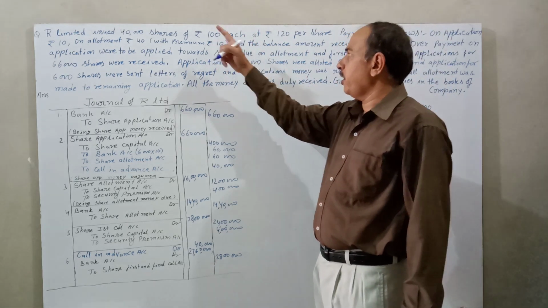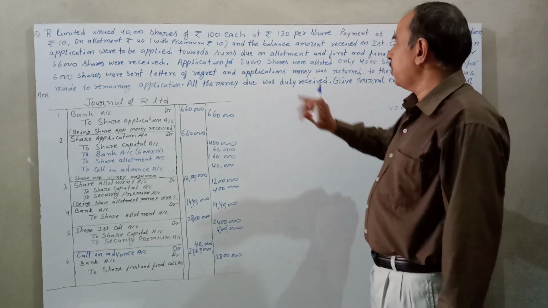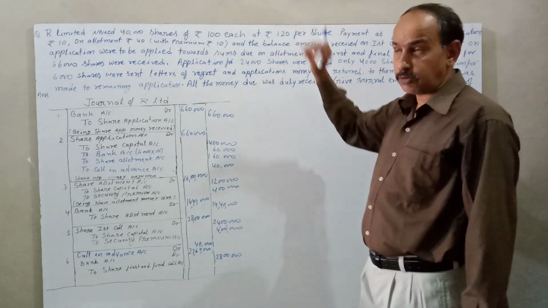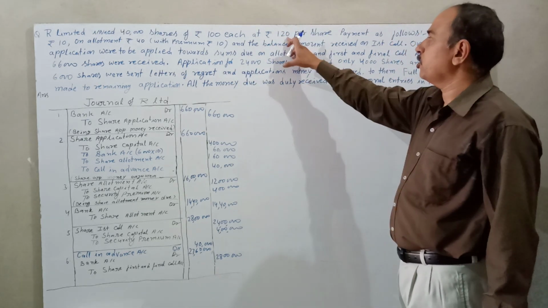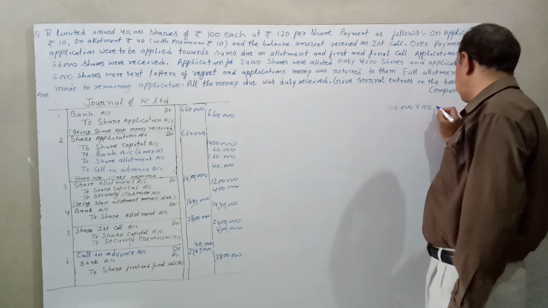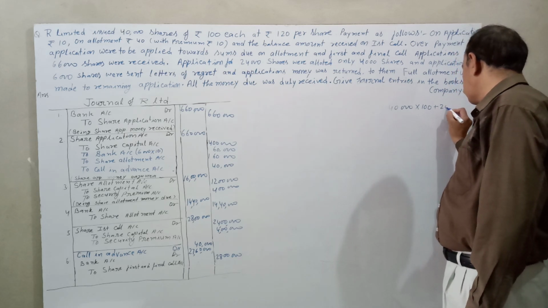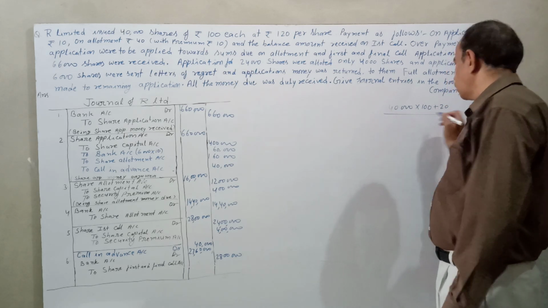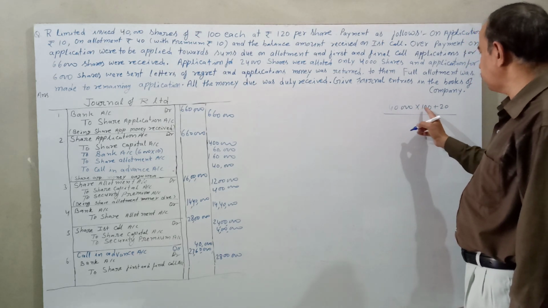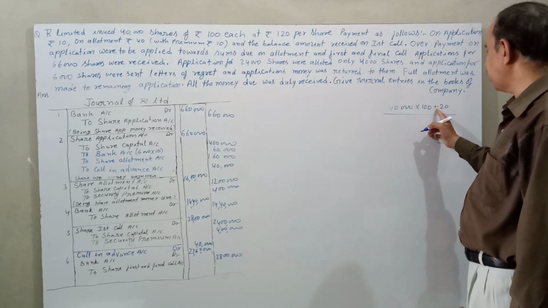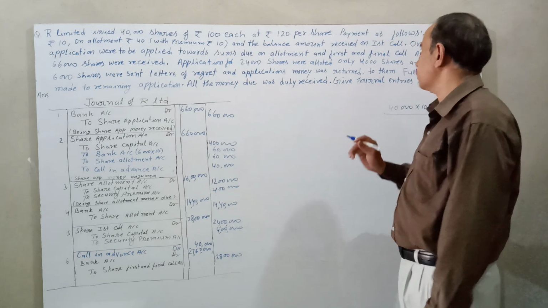The face value of the share is 100 and it is issued at 120, so 20 rupees is the premium. We write here plus 20. The number of shares is multiplied by the face value of shares plus the premium.